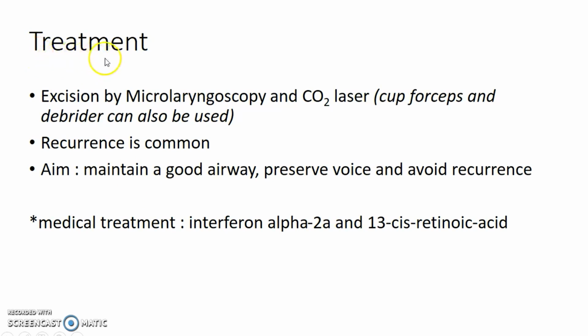Now, how do you treat a case of juvenile laryngeal papillomatosis? Excision can be done by microlaryngoscopy and carbon dioxide laser. If these two are not available, cup forceps and debrider can also be used. Recurrence is common in juvenile laryngeal papillomatosis. The aim of the surgery should be to maintain a good airway, preserve voice and avoid recurrence. So, the surgery should be done with absolute precision to avoid damage to the underlying vocal ligament.